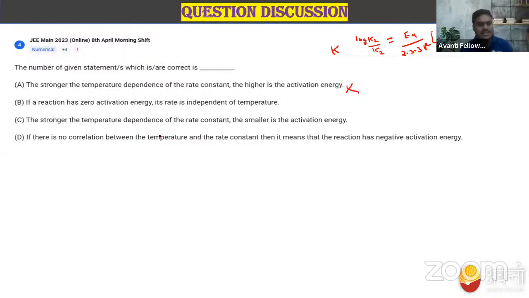Next, if the reaction has zero activation energy, its rate is independent of temperature. ये सही है क्या? If the reaction is zero activation energy, अगर उसका activation energy ही जीरो हो गए तो rate is independent of temperature. कैसे? बिकॉज इक्वेशन क्या है, K = A e^(−Ea/RT). तो अगर मैं बोलूं कि द रिएक्शन हैज अ जीरो एक्टिवेशन एनर्जी, अगर ये Ea की वैल्यू पूरा जीरो होगा, देन क्या हो जाएगा, द रेट इज इंडिपेंडेंट ऑफ टेम्परेचर.